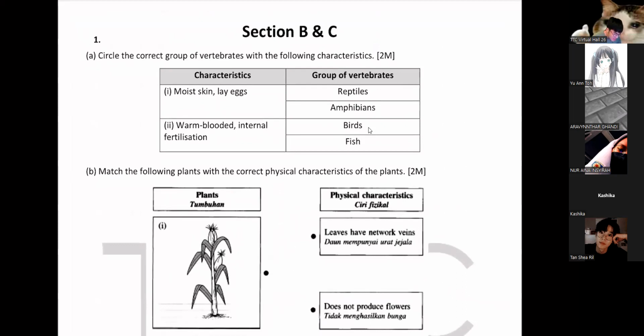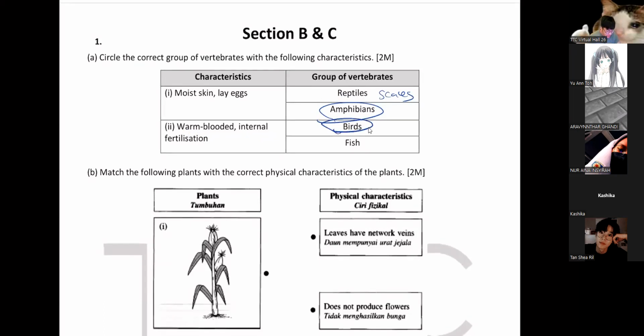Okay, number 1A. Circle the correct group with the following characteristics. So moist skin, lay eggs. This would be your amphibian, because reptile has scales. Okay. So this is your amphibian. Okay, next, warm-blooded, internal fertilization. This would be your birds. Bird is warm-blooded.